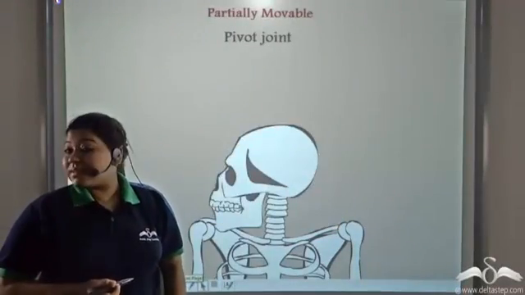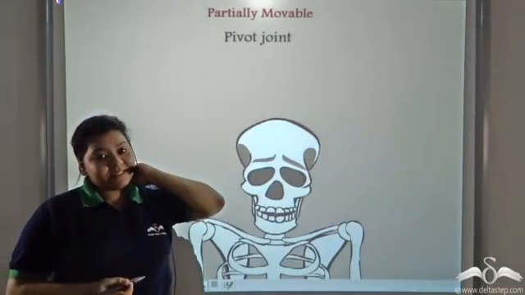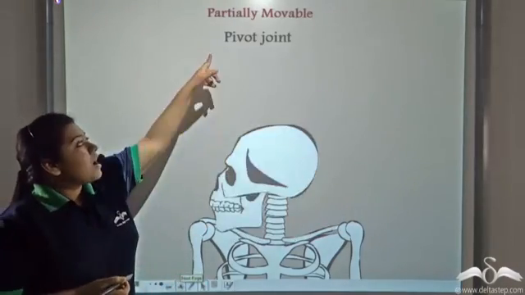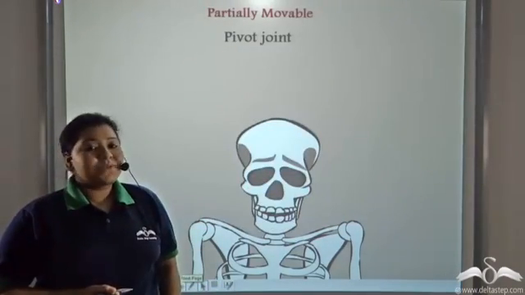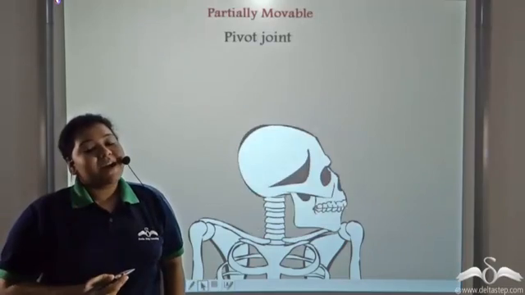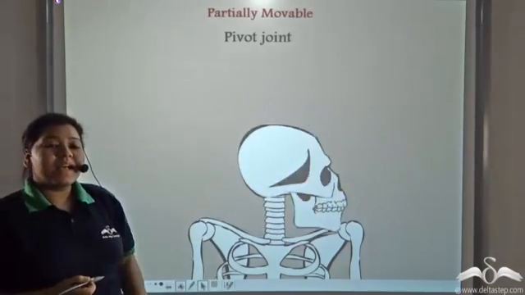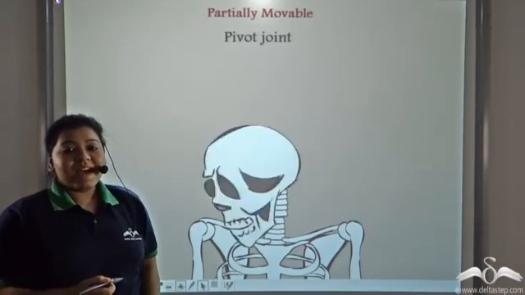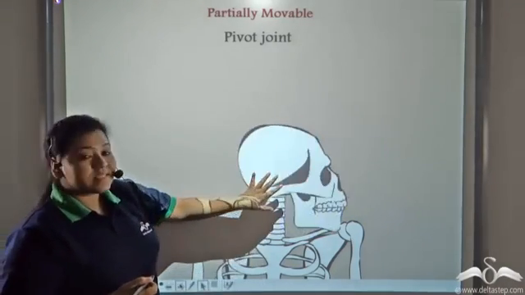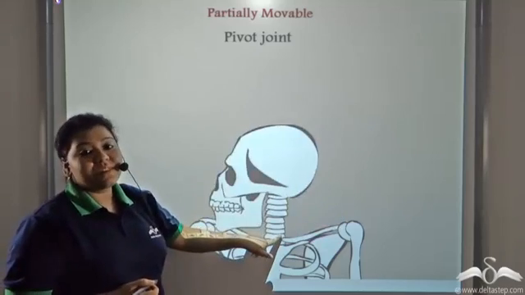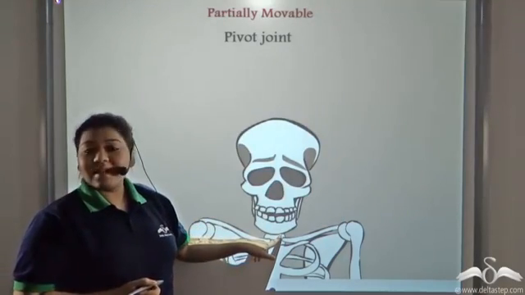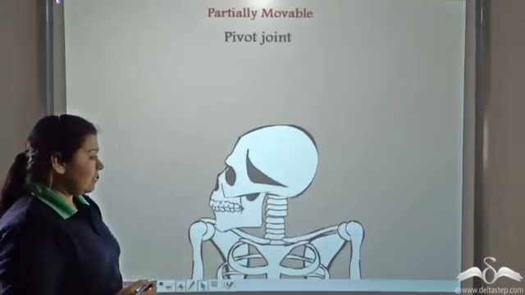Now what about this movement? Well, yes, even this is a partially movable joint because you cannot turn your head backwards. So, this joint is known as the pivot joint, and it is present between the skull and the vertebral column, and it causes partial movement.